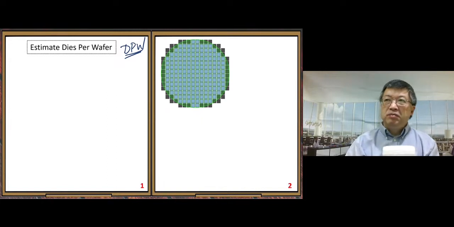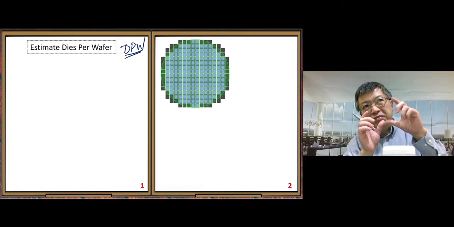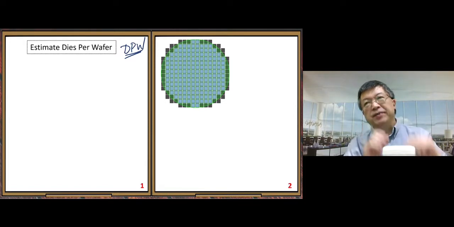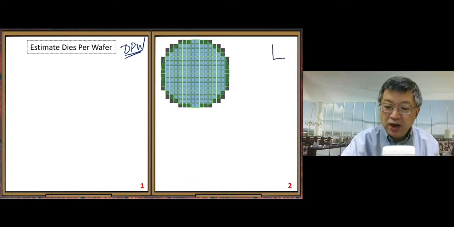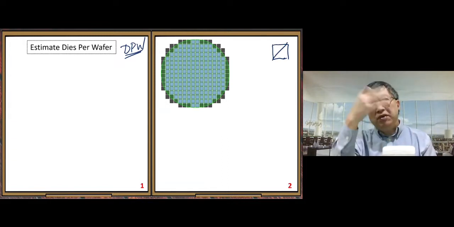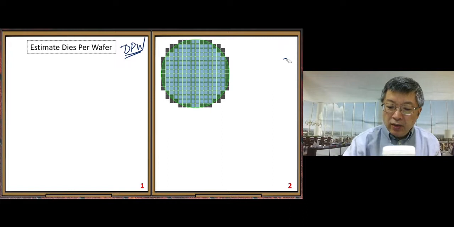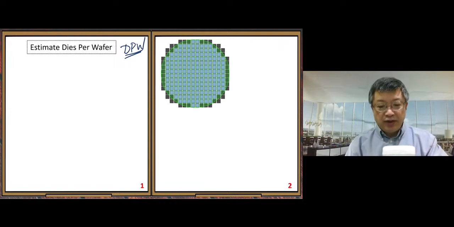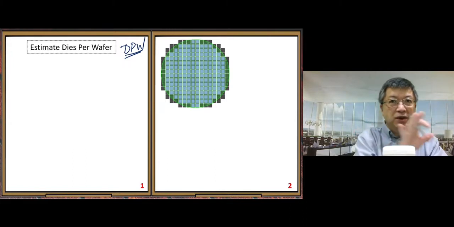But because usually the dimension difference is not that big, people frequently use the diagonal of a square to approximate the diagonal. All right. With this kind of consideration, let us look at the formula.